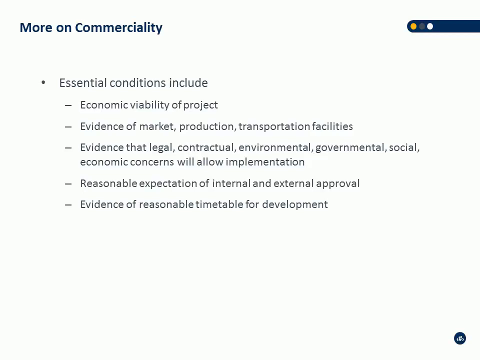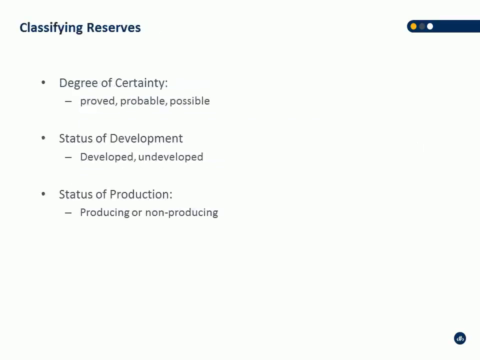But you have to have a good reason, and you have to disclose why you booked beyond those limits. So, classification of reserves: there's a number of different classifications. You've got the degree of certainty, which we've talked about: proved, probable, possible. Status of development: you've got developed reserves and undeveloped reserves. Status of production: you've got producing and non-producing reserves.